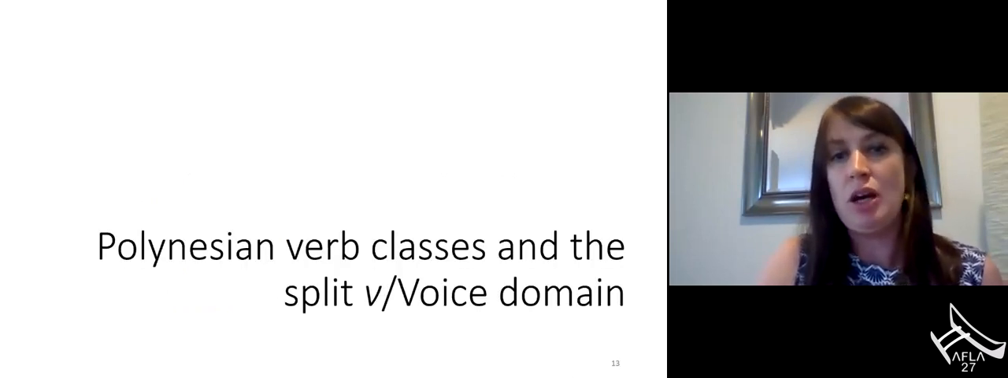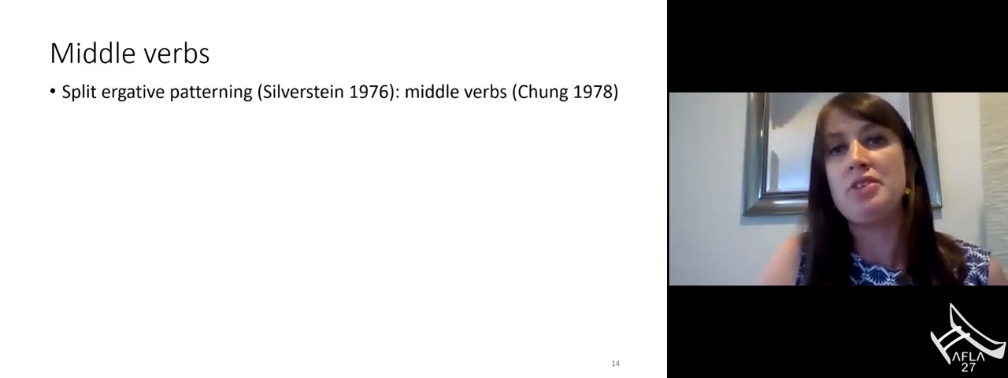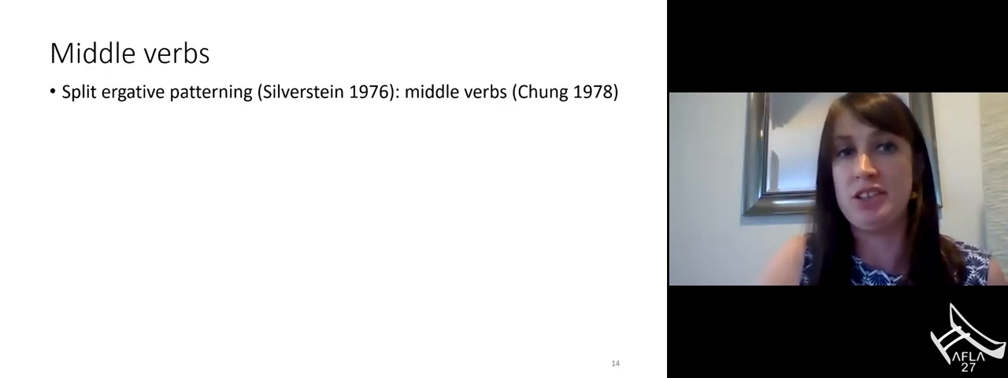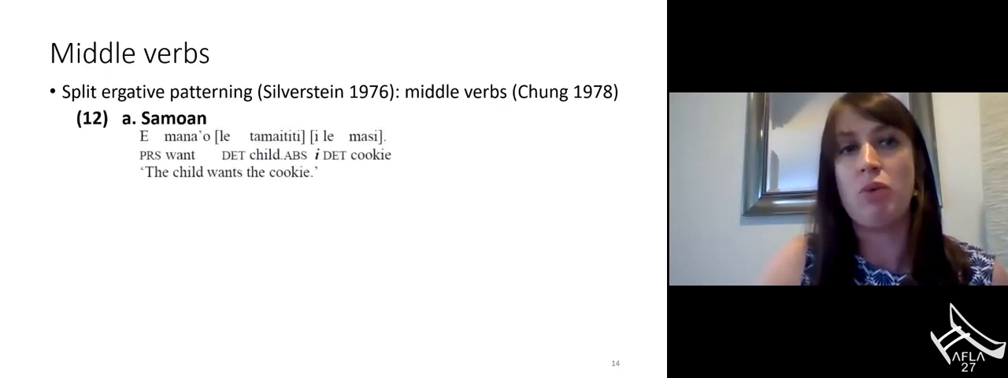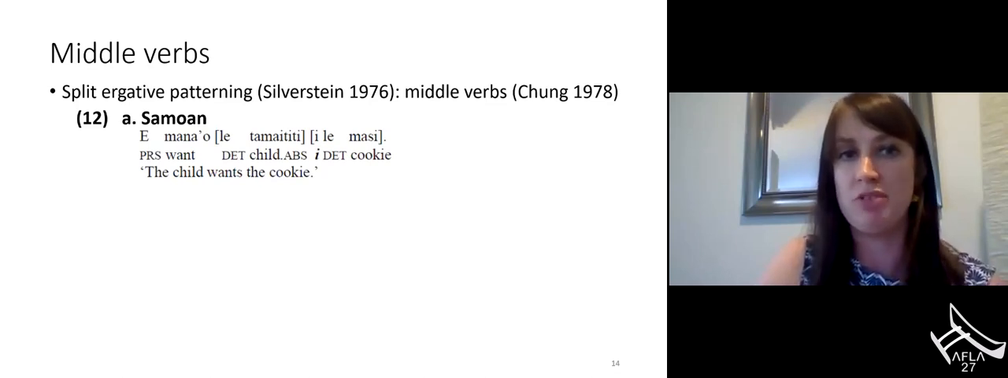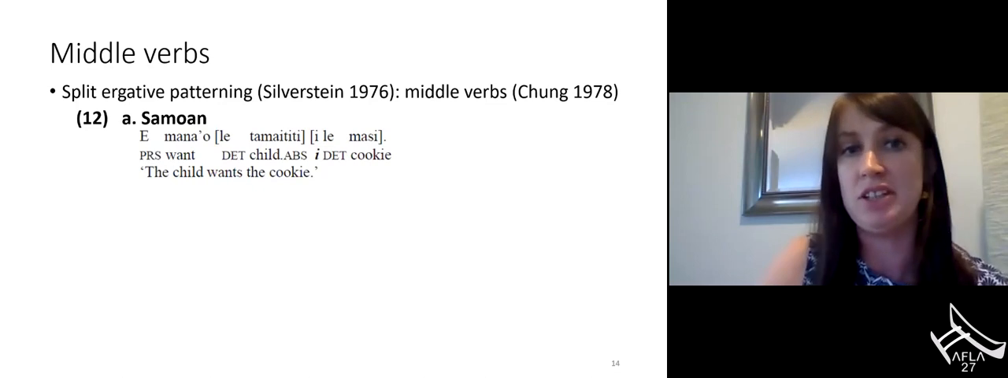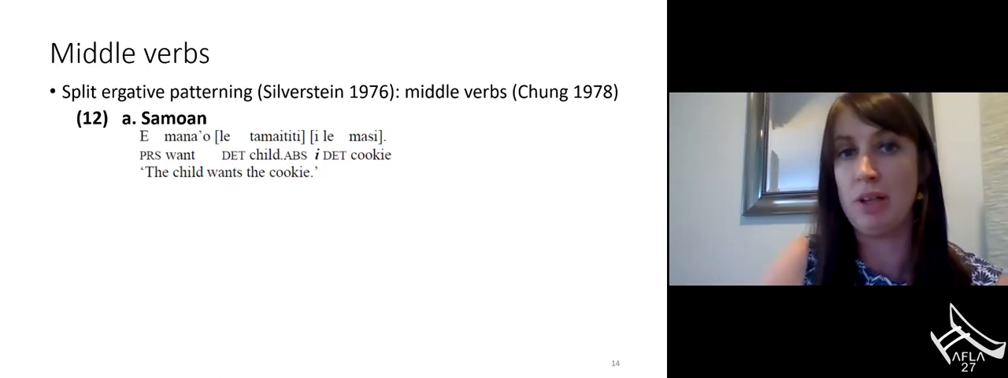So, coming on to Polynesian verb classes and implementing this split V and voice domain within Polynesian, we're going to talk next about middle verbs, which are an instantiation of what we might think of as a split ergative pattern, in that they are verbs like what we see in 12a for Samoan. They have two arguments, but they don't have the ergative absolutive case frame that's associated with prototypical transitives. Instead, at least in Samoan, the subject gets absolutive case and the object is marked with this same prenominal e marker that we saw with transitives and ergatives.